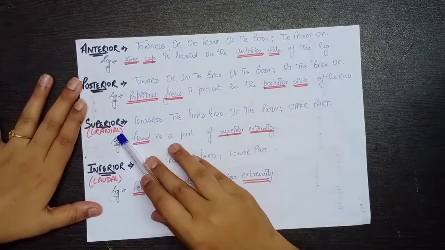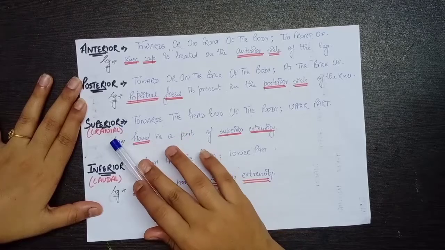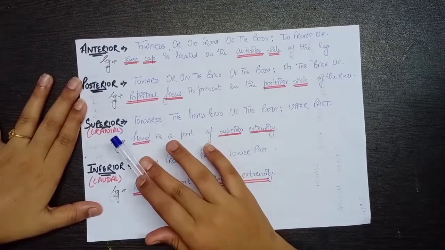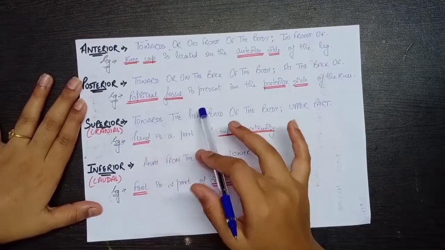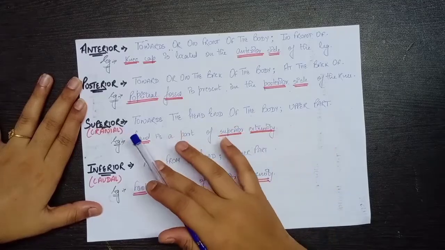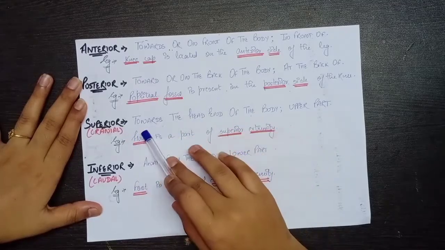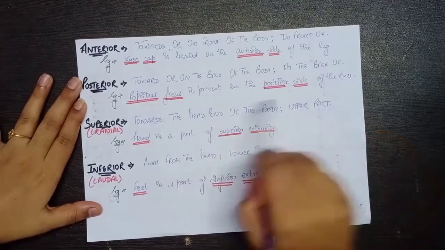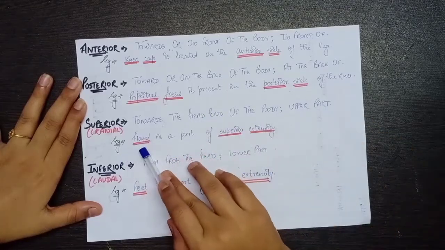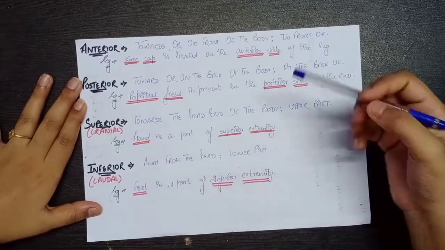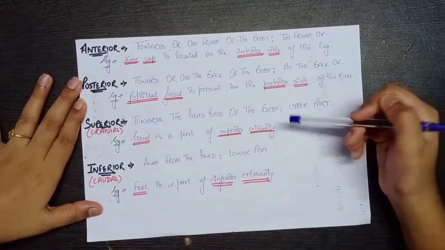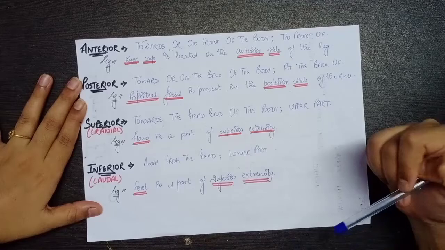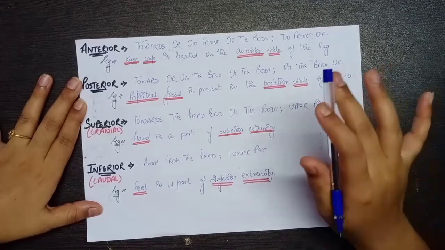Then comes superior. Superior is also known as cranial. Why? Because cranial or cranium is your brain, and the brain is in the upper part. So superior, also known as cranial, is towards the head end of the body or the upper part. Example, the hand is a part of the superior extremity. Extremity means limb of your body. So the hand is a part of the upper or superior extremity.